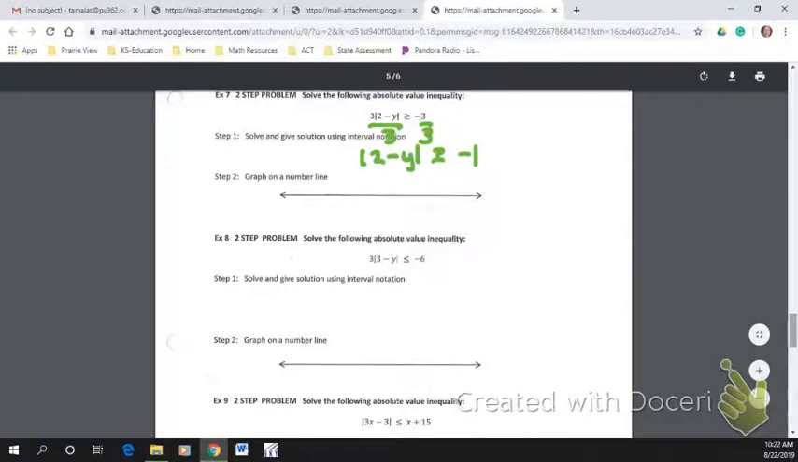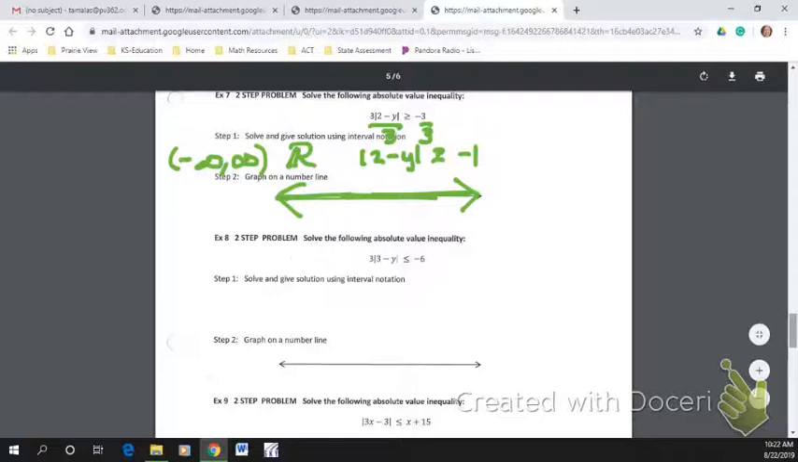I mean, they're all bigger than a negative, right? All positive numbers come out bigger than negative numbers. So it's script R. So in this, for step 1, you can put negative infinity to positive infinity. I believe it will work if you put script R as well. And then for the graph, you're going to shade the whole thing. Does that make sense? Okay, example 8.